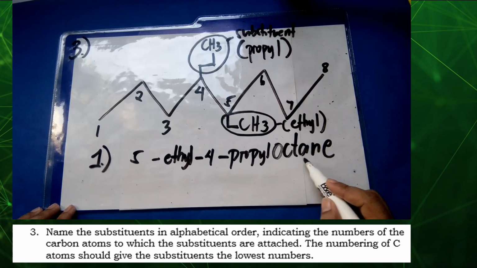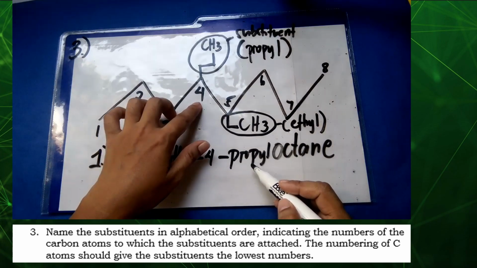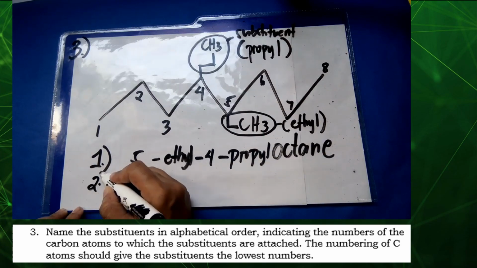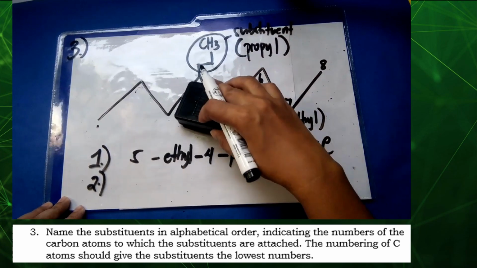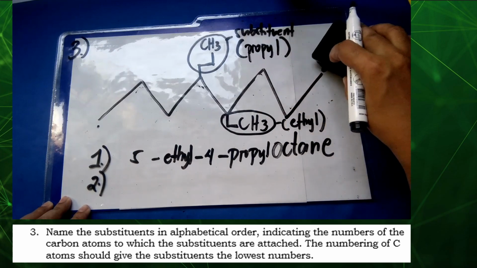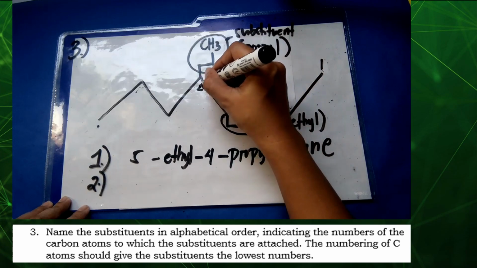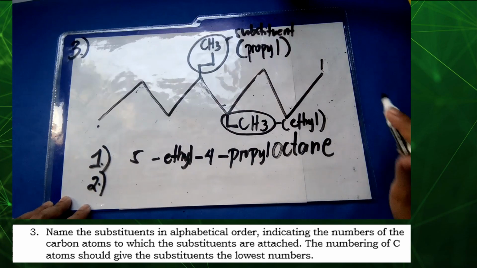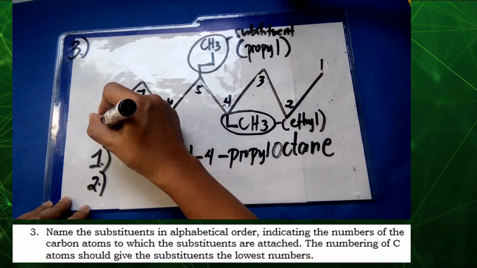Again, the longest chain is octane. The substituent in number 4 carbon atom, we have propyl. And then on the number 5, we have ethyl. How about, baliktarin naman natin yung numbering natin. Doon naman tayo sa right side magsisimula, going to the left. May karoon kaya ng pagbabago? Let us check. So 1, 2, 3, 4, 5, 6, 7, 8.